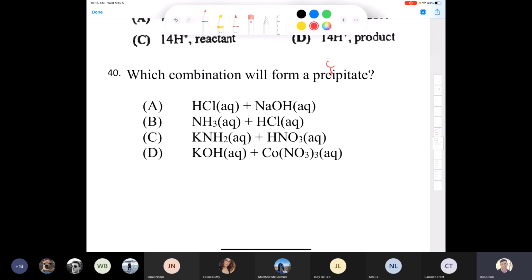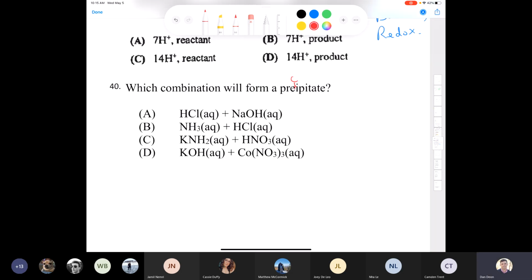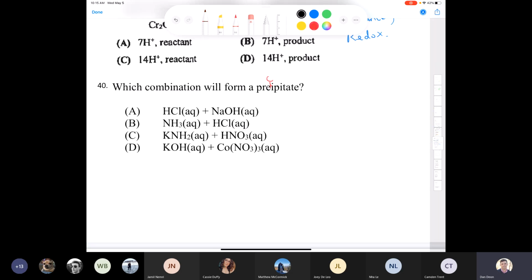Or could anybody tell me what the precipitate would be that would be formed? Anyone? No? Yeah, the answer is D, right? If you take a look at A, what are you going to get from A? You're going to get table salt and water. Well, the last time I cooked pasta, I put some salt in the water, it dissolved. So there's no precipitate there.